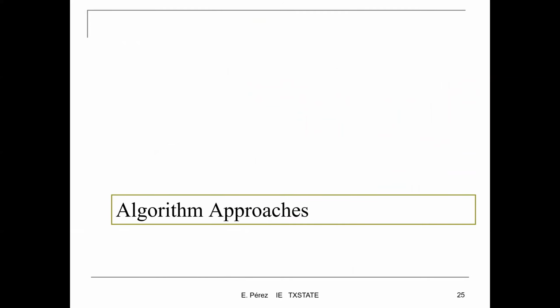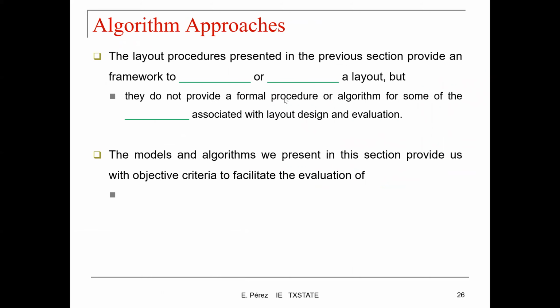So there's also other algorithmic approaches. The layout procedures presented in the previous section provide a framework to construct or improve a layout, but they do not provide a formal procedure or algorithm for some of the critical steps associated with layout design and evaluation. The models and algorithms we present in this section provide us with objective criteria to facilitate the evaluation of various layout alternatives that emerge in the process.